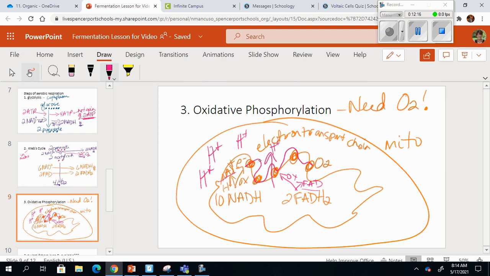My electrons at the end of the chain, if I take electrons plus O2 plus the H's that are out here, I make water. So I want you to do something for a minute. I want you to take your hand, put it over your mouth. When you breathe out, breathe that air into your hand. You will feel some moisture.